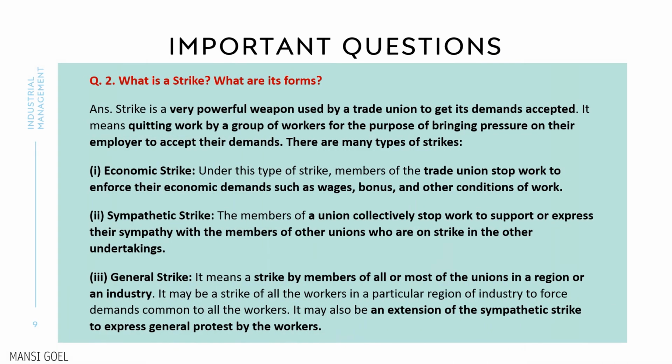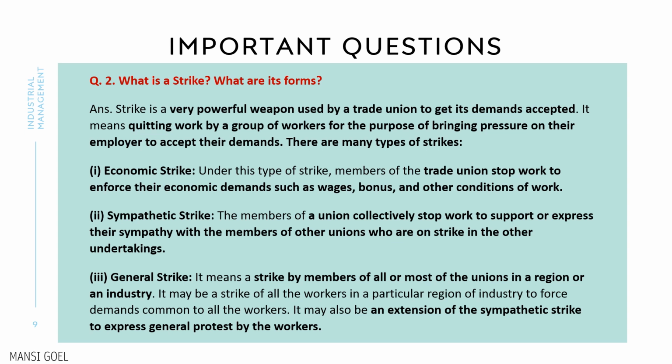Question number 2. What is a strike? What are its forms? Answer. Strike is a very powerful weapon used by a trade union to get its demands accepted. It means quitting work by a group of workers for the purpose of bringing pressure on their employer to accept their demands. There are many types of strikes.